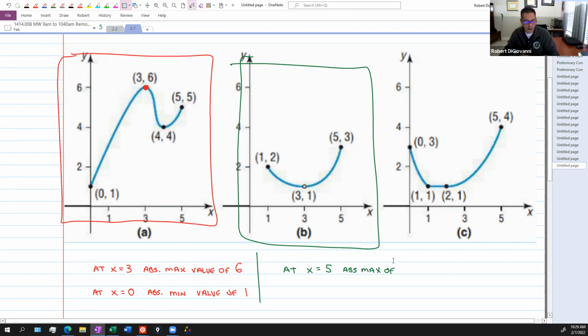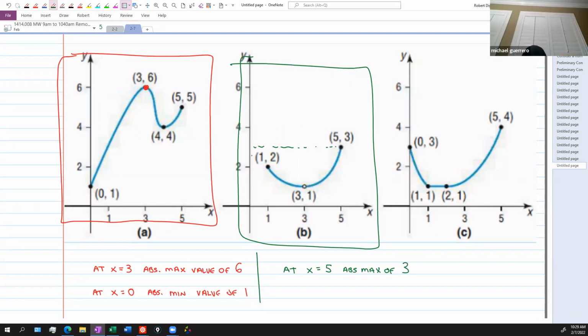And then what's the actual value of the function there when x is 5? What's the y coordinate? What's the output there? 3, right? That's how high that point is. That's as high as this graph ever gets. So at x equals 5, you have an absolute maximum of 3. Understand, Michael? Yes.